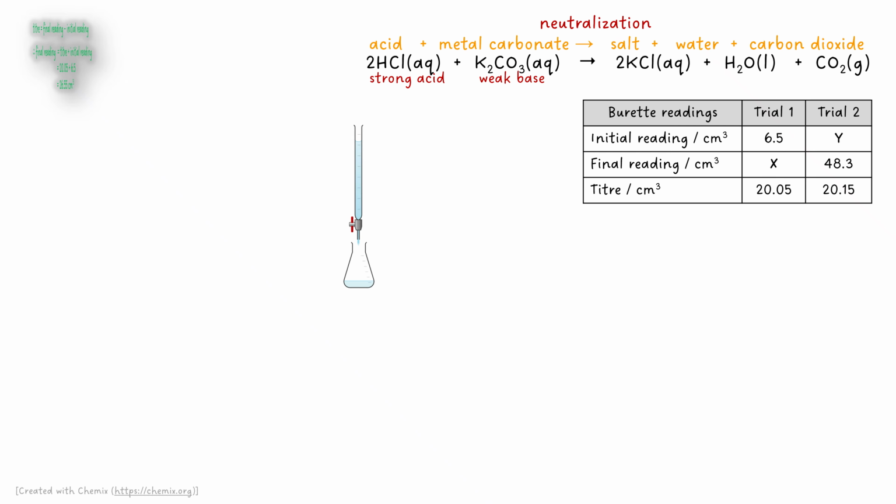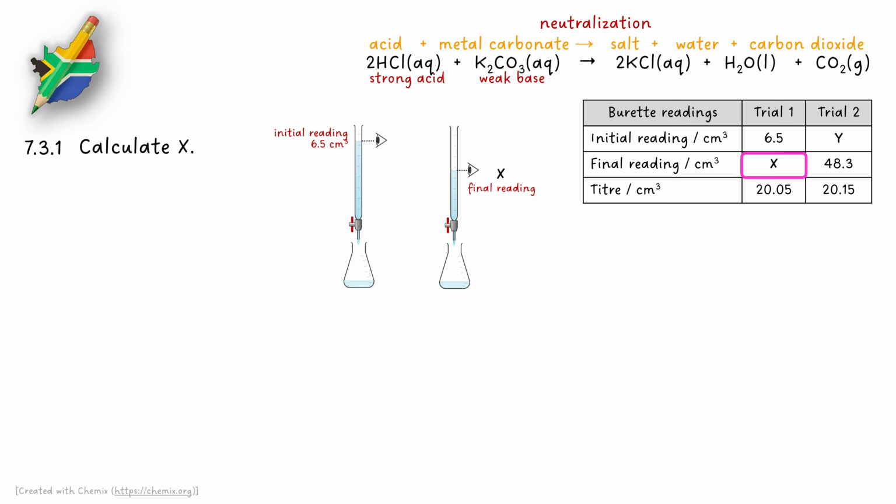We are given a table showing the readings on the burette in 2 trials or runs, which are repetitions of the titration. We need to start by calculating X. In trial 1, the initial reading is 6.5 centimeters cubed, which is read off the bottom of the meniscus. We do not know the final reading, but we are given the volume of the potassium carbonate solution used or transferred from the burette into the acid in the flask. The volume transferred from the burette is called the titer. The titer is 20.05 centimeters cubed.